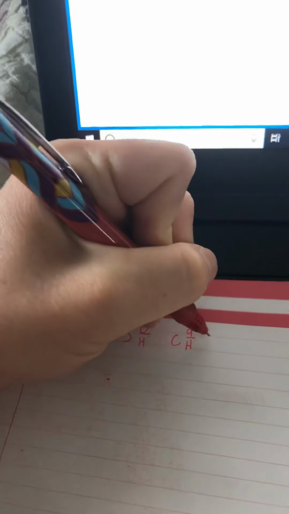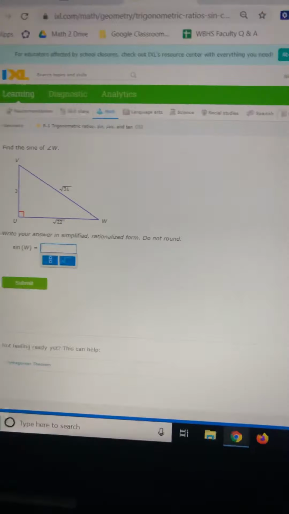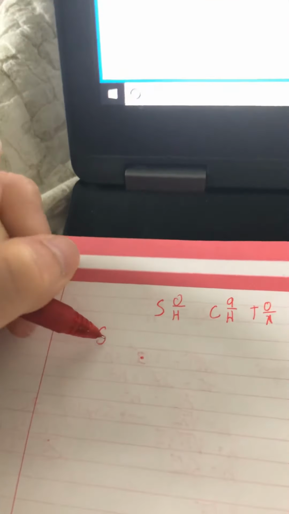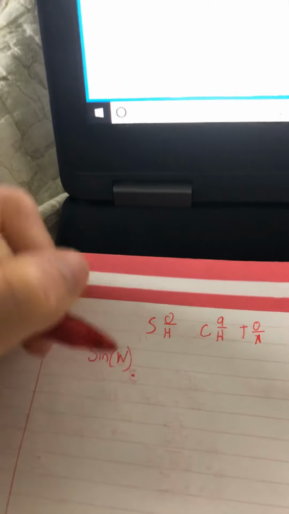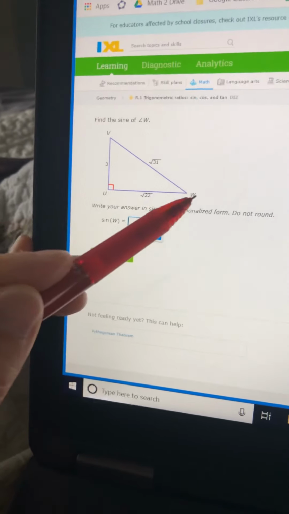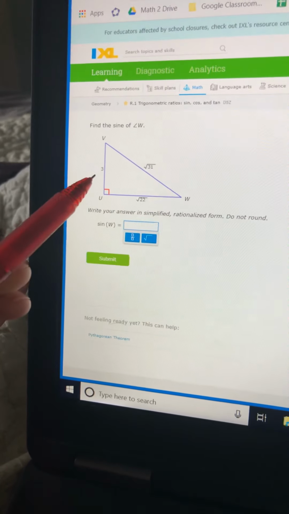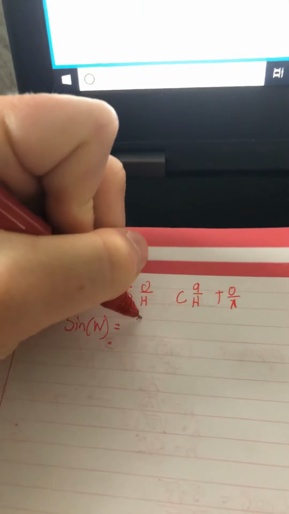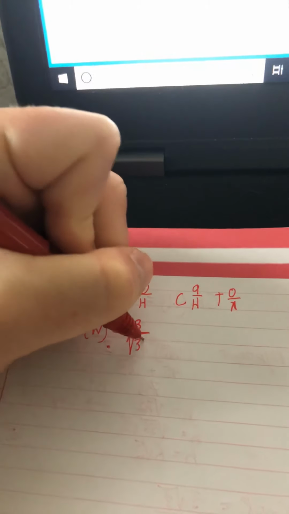Sine is, let's see, sine, some old hippie caught another hippie tripping on applesauce. So sine is our opposite over hypotenuse. So if we're looking for sine of angle W, I'll write it down here. That's going to be the opposite over the hypotenuse. So on our picture, W's here, its opposite is 3, and the hypotenuse is the square root of 31.